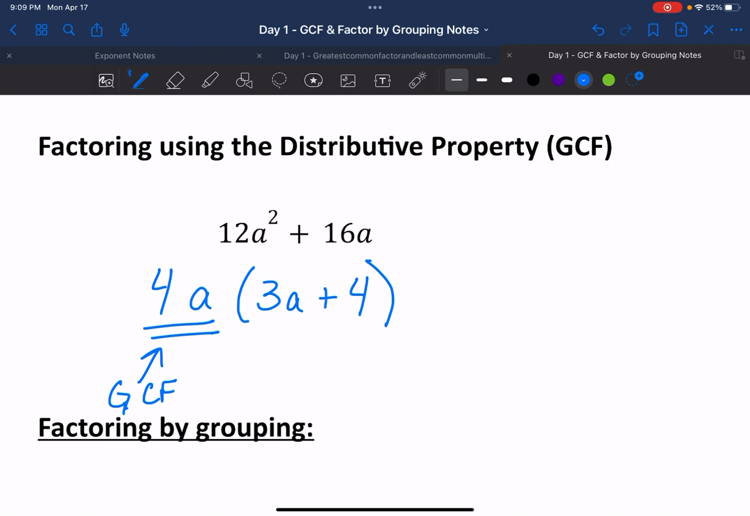If I was to go back and distribute this, like what we were doing earlier this week on your quiz, you're going to get this answer. So I'm teaching you to work backwards: pull out the greatest common factor right here for this, and tell me what's left over.